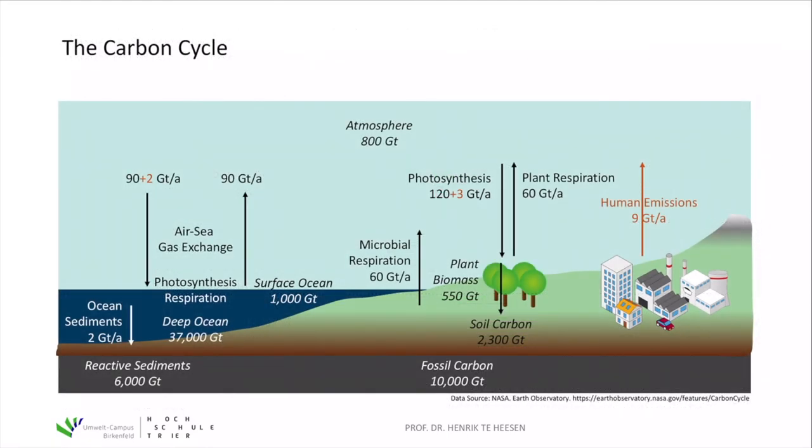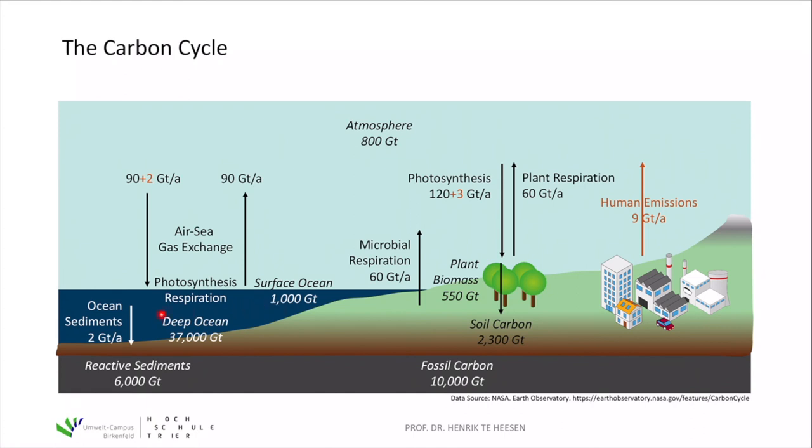Next, we want to have a look at the carbon cycle, so the exchange of carbon in the Earth's system. We have the atmosphere, we have the oceans, of course we have the sediments, and of course we have the biomass. What you can see on this figure, with data from the NASA Earth Observatory, is the amount of carbon written in italics. So the atmosphere consists of 800 gigatons of carbon. In the ocean, close to the surface in the upper layer, we have about 1,000 gigatons of carbon.